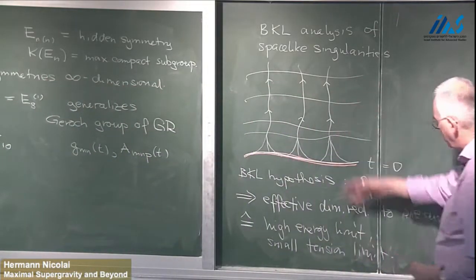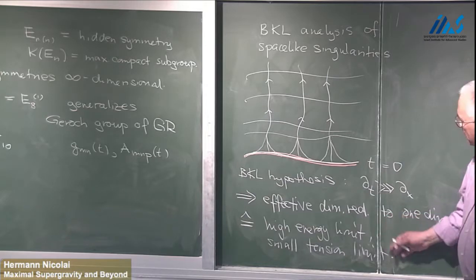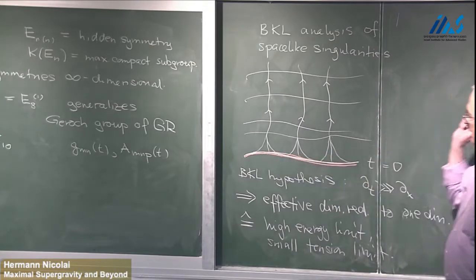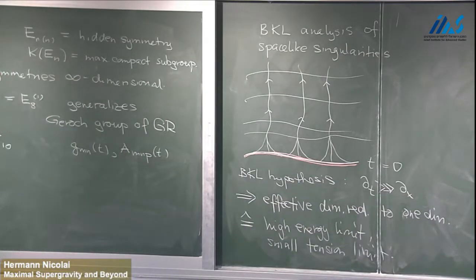Anyway, what we're doing is a variant of this scheme, and the idea would be that the full symmetry of the theory only becomes apparent at the singularity, and at the singularity, effectively, you have a dimensional reduction to one dimension, and it's only there that you would see this huge symmetry.